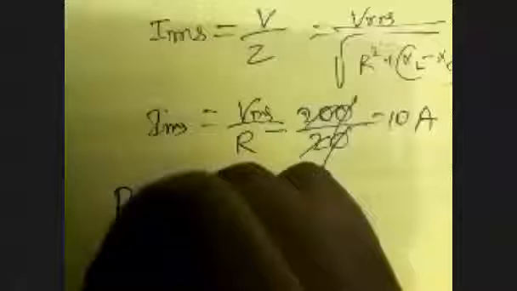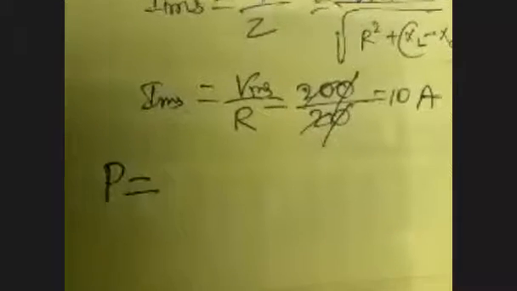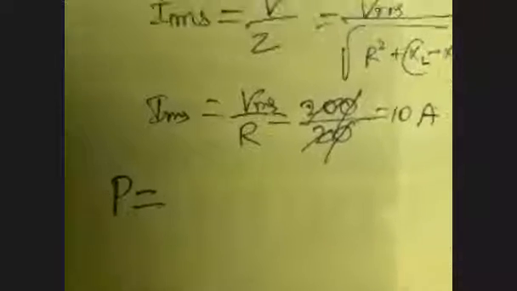So for a full complete cycle, what is the power? For a full complete cycle, that means it is going to act as an R circuit. LCR is there, but XL is equal to XC. That means it's going to act as an R circuit. So for a full complete cycle, what is the power?